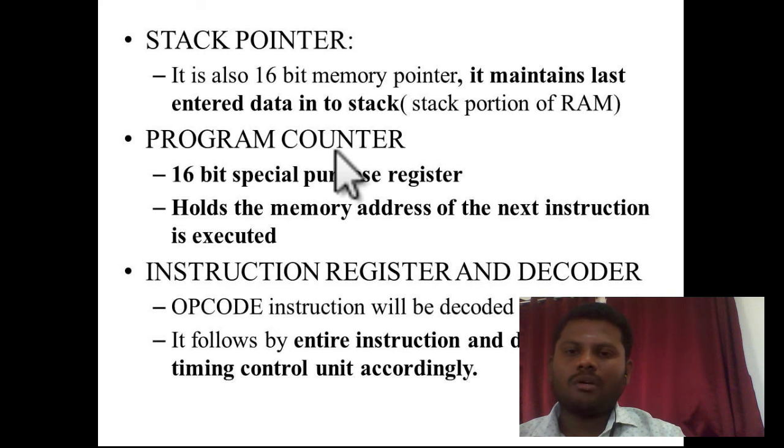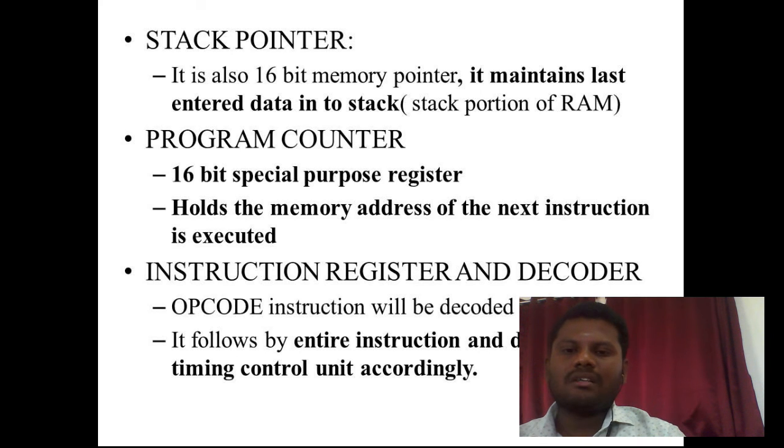So next one, program counter. The 16-bit special purpose register is considered as a program counter. Already we saw that a 16-bit register is not created separately, it's a combination of two 8-bit registers which gives us a 16-bit register. It holds the memory address of the next instruction to be executed. Whatever the instruction, we give it in sequence, so it can hold it and execute the next one.